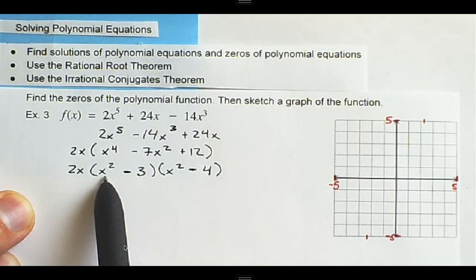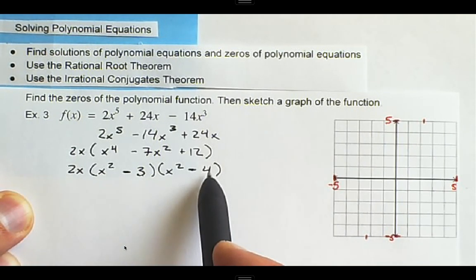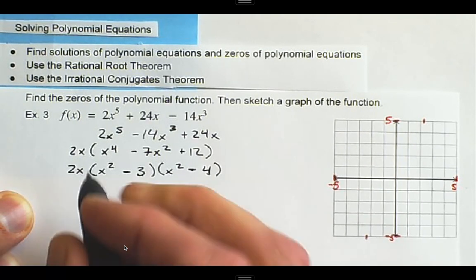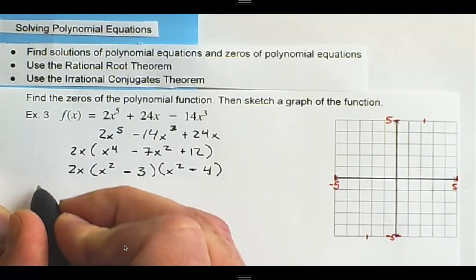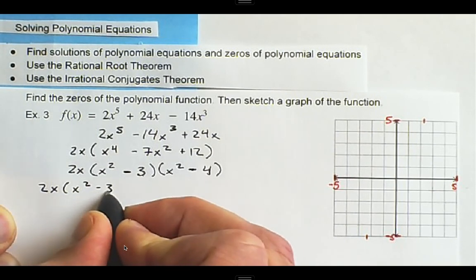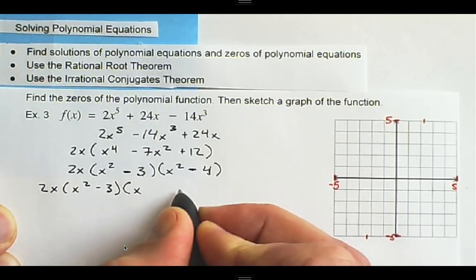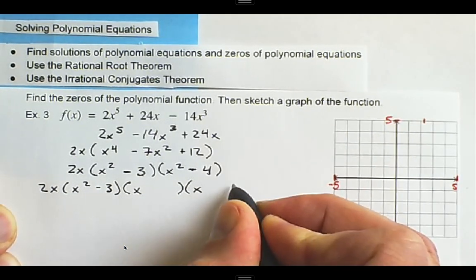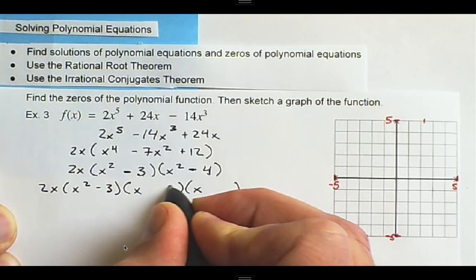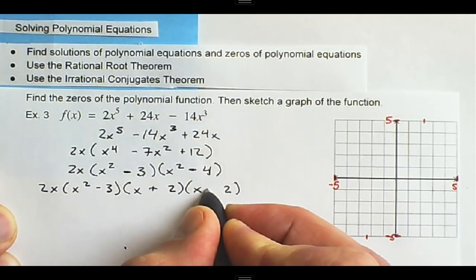At this point, we might be thinking difference of squares, but this isn't a difference of squares for the first binomial because we don't have a perfect square of 3. We can do difference of squares for the second binomial. And we can write down 2x times x squared minus 3. The square root of x squared is x, and the square root of 4 is 2. And then that has to be a conjugate pair, so we have to do plus and minus.